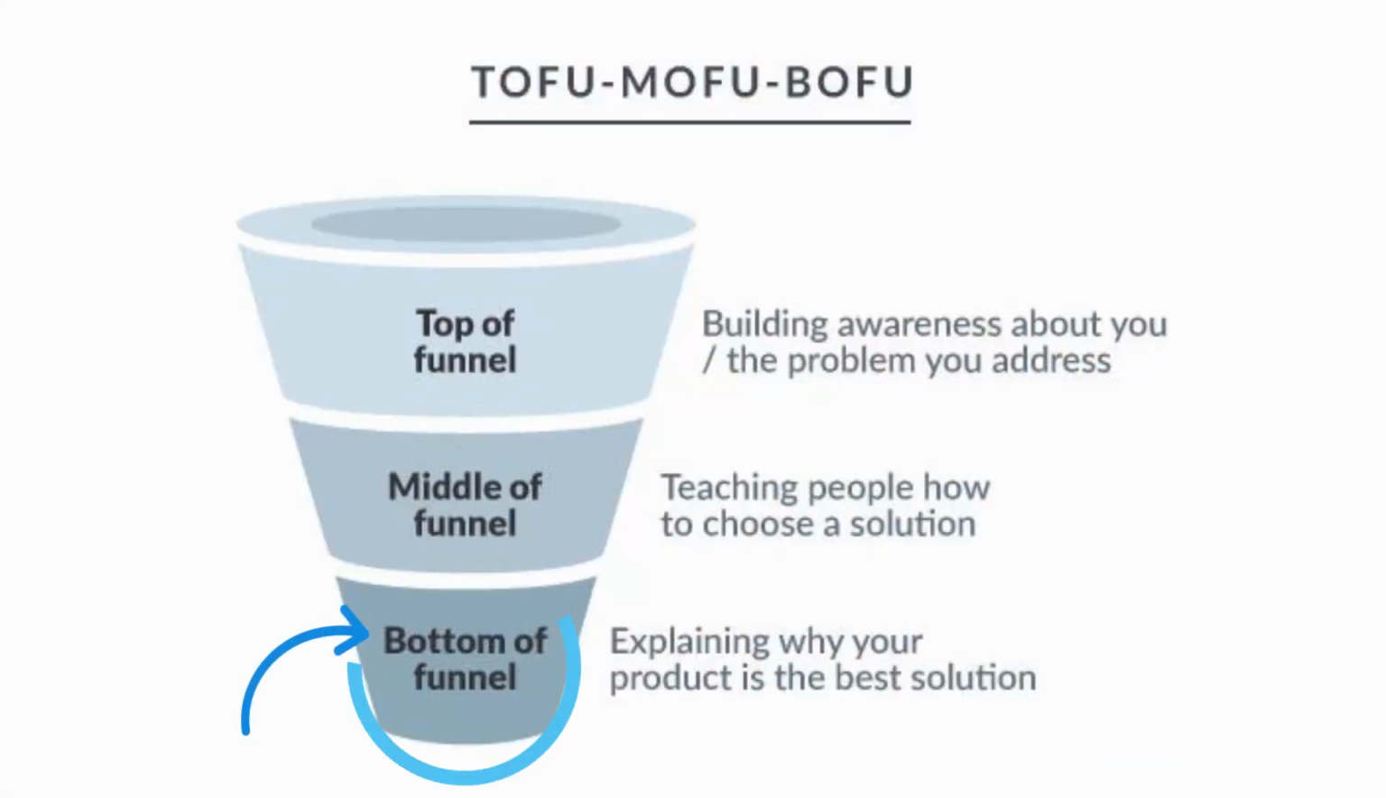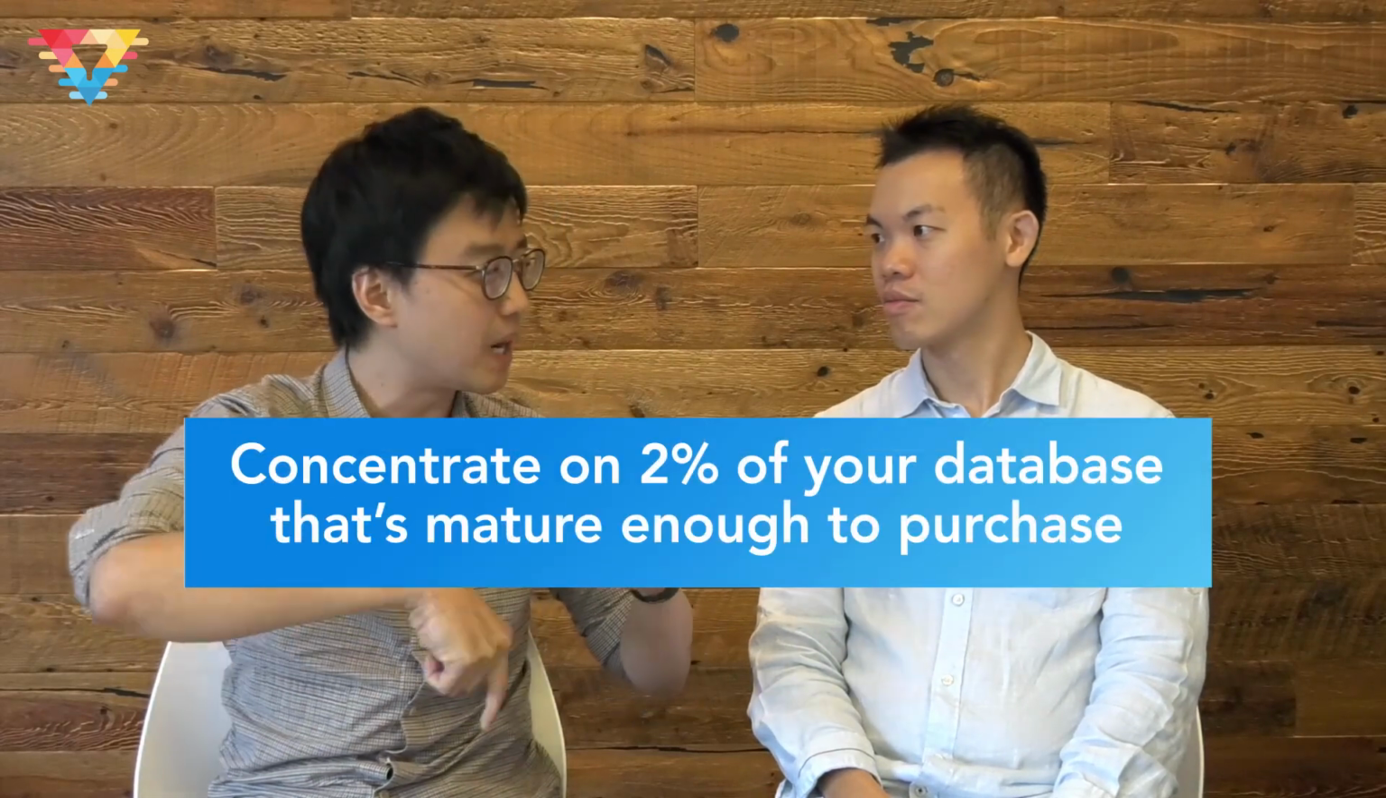BOFU is what we call a bottom of the funnel campaign. It basically concentrates on 2% of your database that you think is mature enough, ready enough to purchase or engage your service. Correct. Because more often than not, a lot of brands are so occupied with running awareness campaigns, trying to get their brands out there, they neglect those low-hanging fruits.